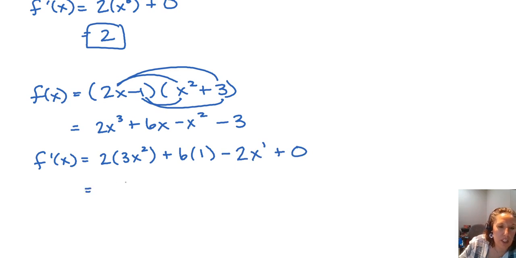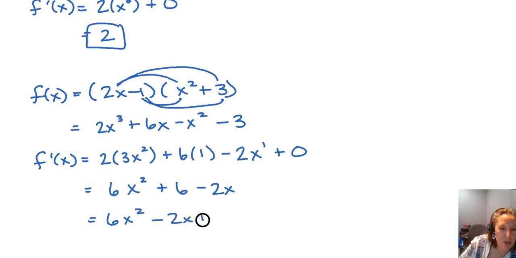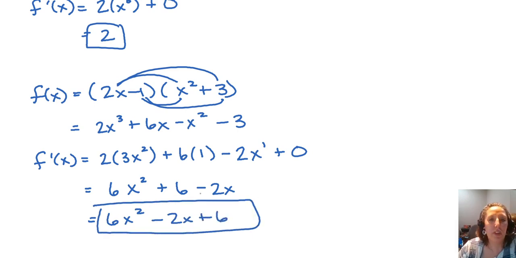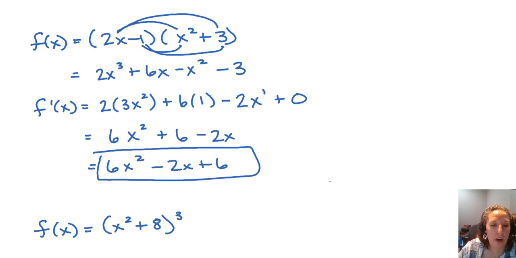So if we clean this up just a little bit, and most of you won't take too long before you're skipping the step that I just did and going straight to the answer. In this case, 6x squared plus 6 minus 2x. Or let's go ahead and write that in standard form. 6x squared minus 2x plus 6 would be our derivative. All right, let's look at one more.